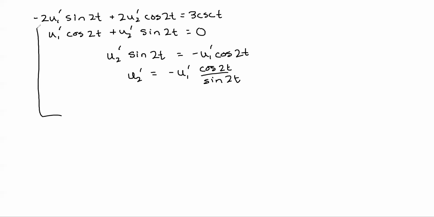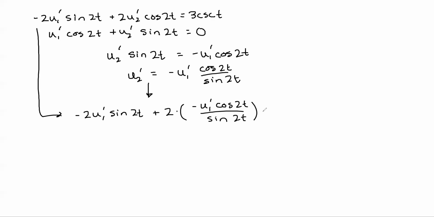So we're going to take this and we're going to combine it with this. These two go together. And we're going to get negative 2 u1 prime sine 2t plus 2 times u2 prime. So where the u2 prime is, we're going to substitute. Okay, and then we still have this cosine 2t, I should say. And then equals 3 cosecant of t.